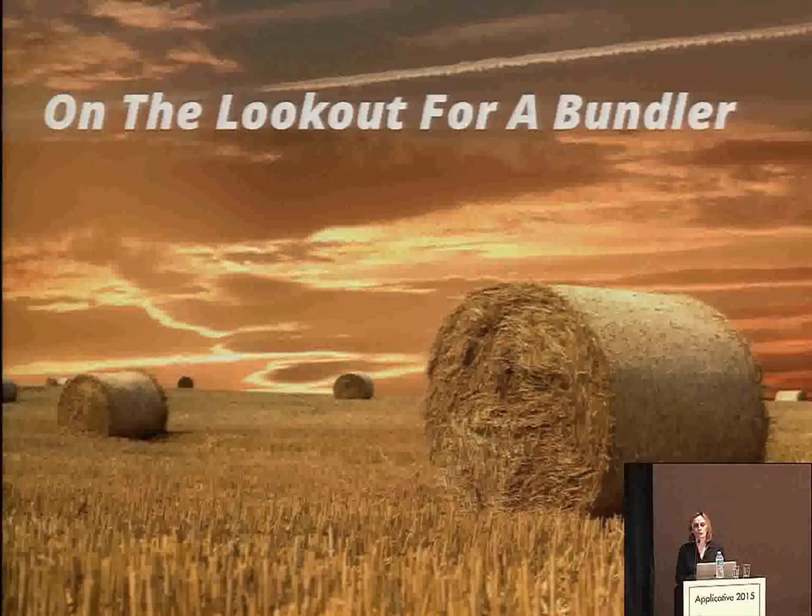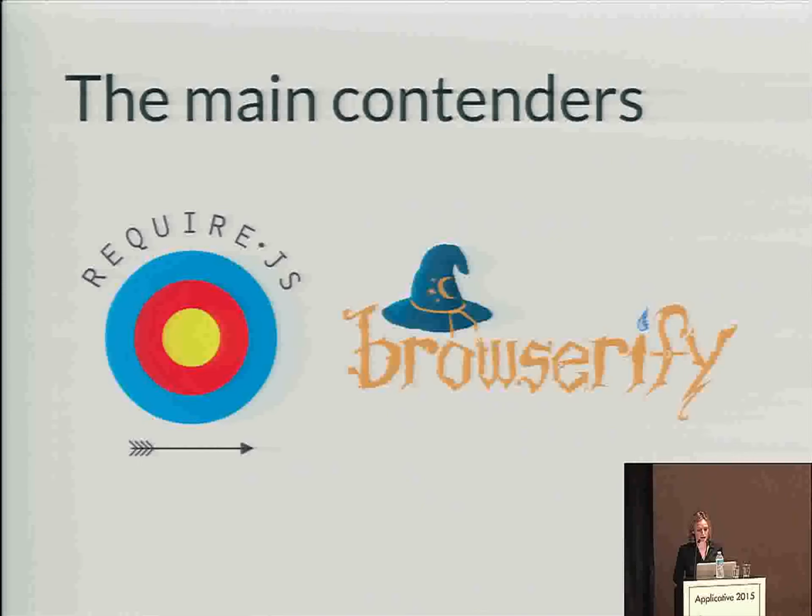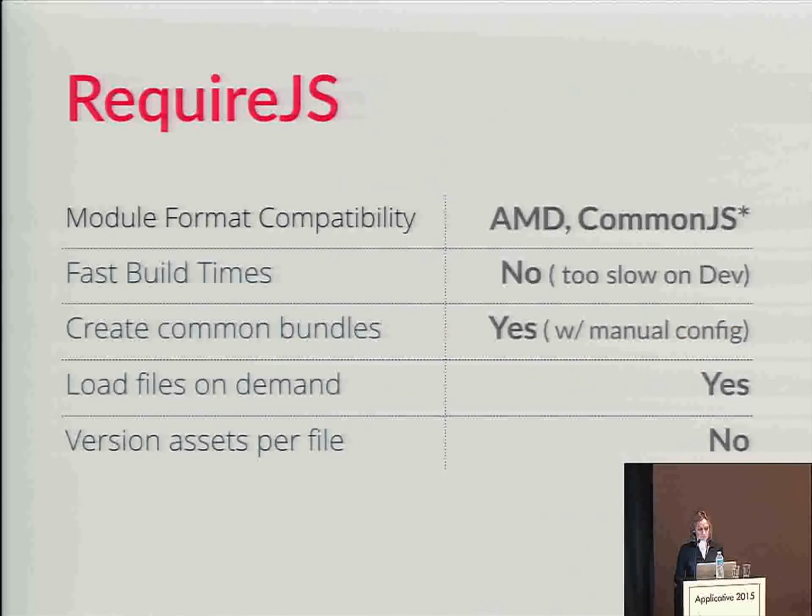So now we know what we need. We know what a good static assets pipeline is. We need to find a tool that is going to do that for us, because we are lazy and we don't want to do it ourselves every single time. So there are two very popular tools out there, RequireJS and Browserify. And let's see if they fill the bill or not.